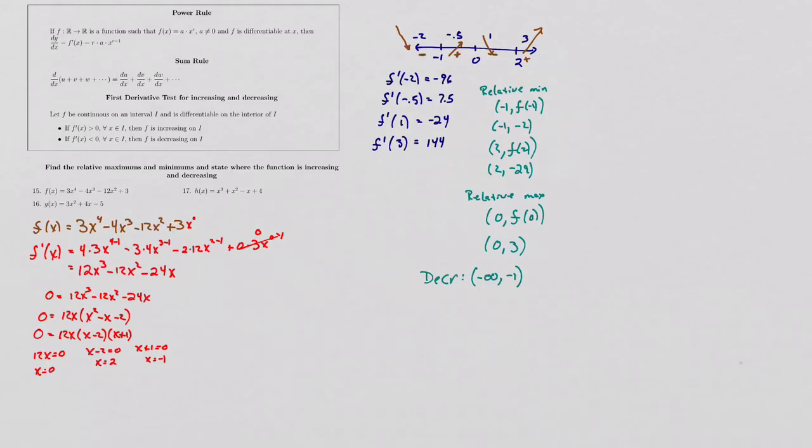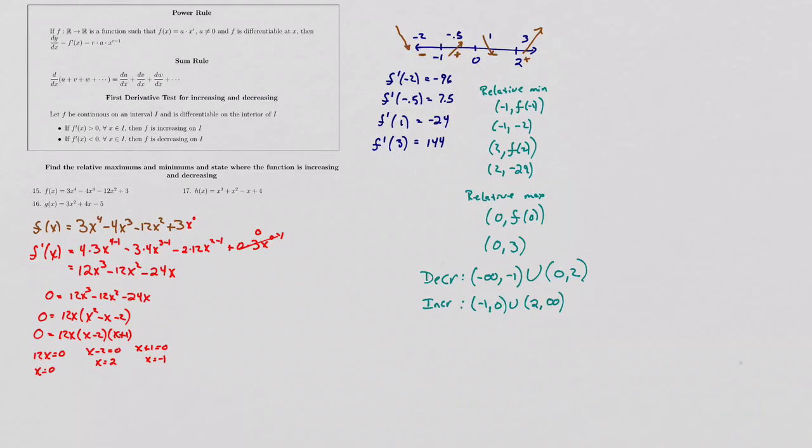So we're going to do -1, the non-inclusive parenthesis. We're going to do our union, and we're going to jump over to our next interval, which is going to be between 0 and 2. And of course, we don't touch those. Where we're increasing is from -1 to 0 and from 2 to infinity. So my increasing is, of course, we don't touch our points either, (-1, 0) union (2, infinity).